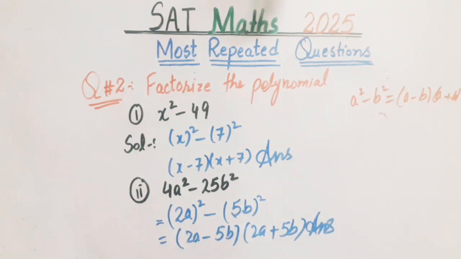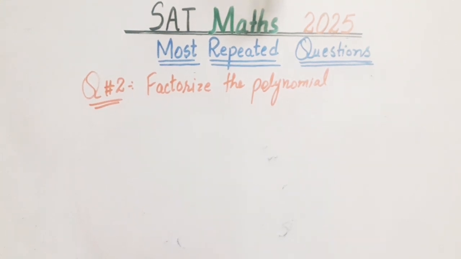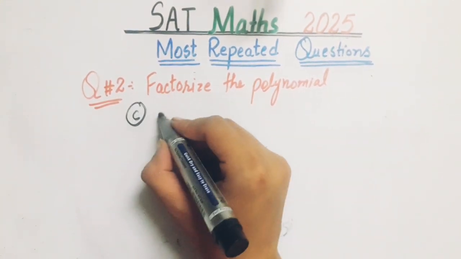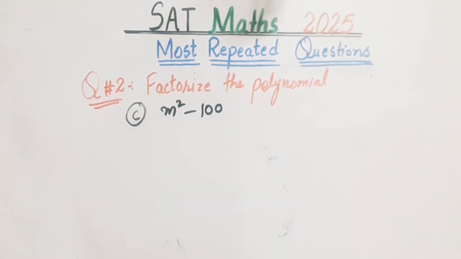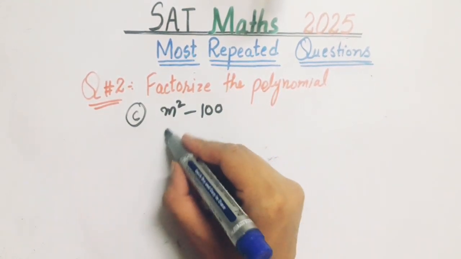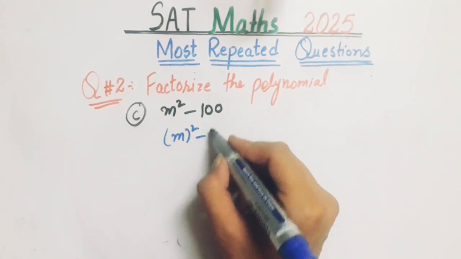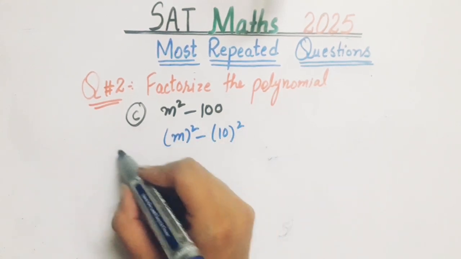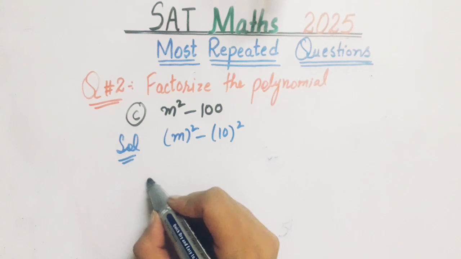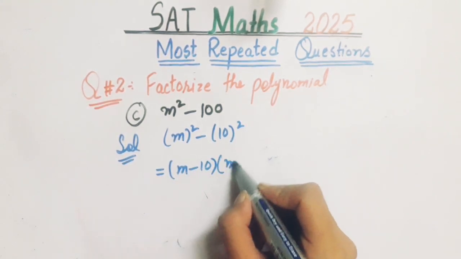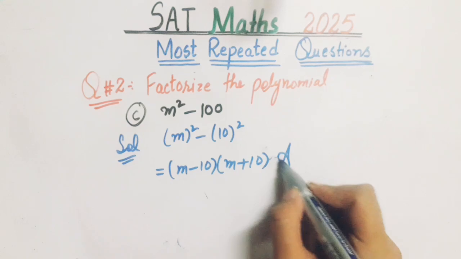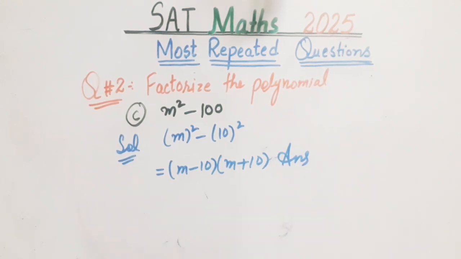Now we will solve the next one. Now the next one is m square minus 100. So here we can see that m square is the square of m and 100 is the square of 10. So we will write this as m minus 10 into m plus 10. So this will be the answer.